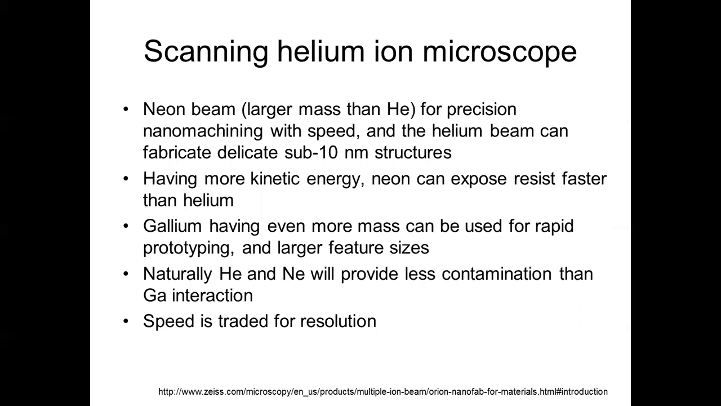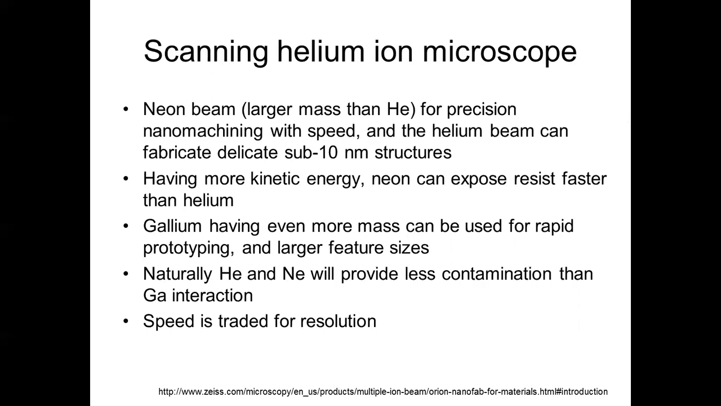So the neon beam, which has a larger mass than helium, is for precision nanomachining, offering speed, while the helium beam can fabricate delicate sub 10 nanometer structures. Having more kinetic energy, neon can etch faster than helium. Gallium has even more mass and can be used for rapid prototyping and for larger feature sizes. Naturally, helium and neon will provide less contamination than the gallium interaction because they're noble gases.